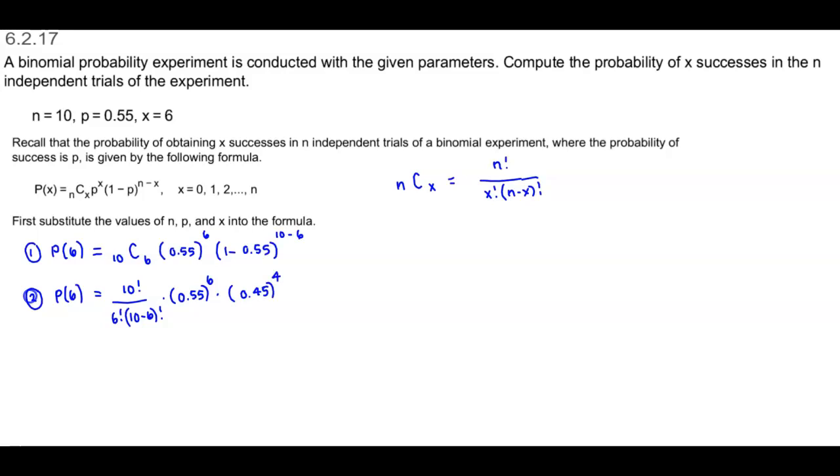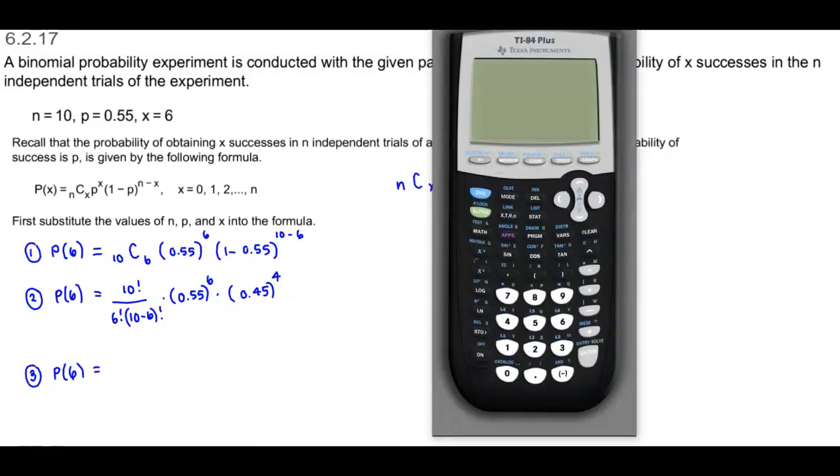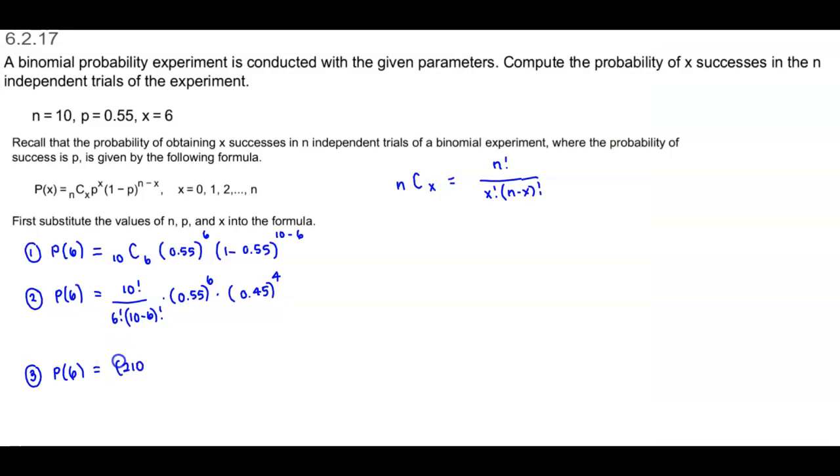Okay, so again, we're doing this by hand, so we want to find the probability of 6 here. So the probability of 6, we're going to put in this 10 factorial. So let's go ahead and do that. We can put in 10, then go to math, then go to probability, and do the nCr. Then we put in the value of 6, and that gives us 210. So we know that this first number is going to be 210.